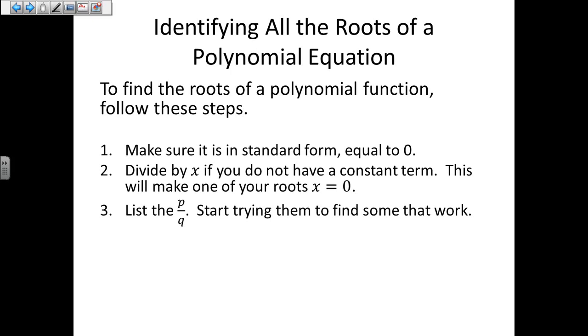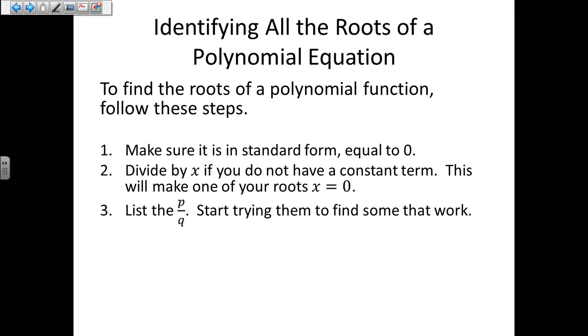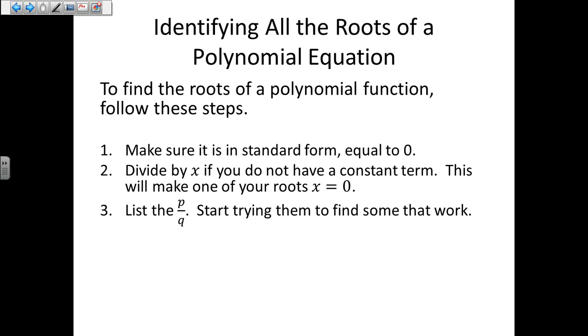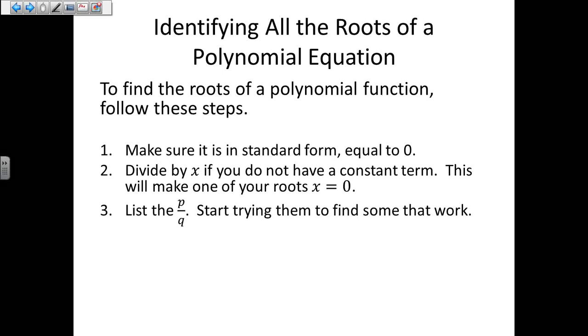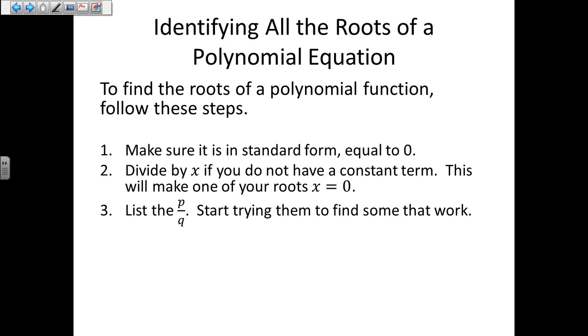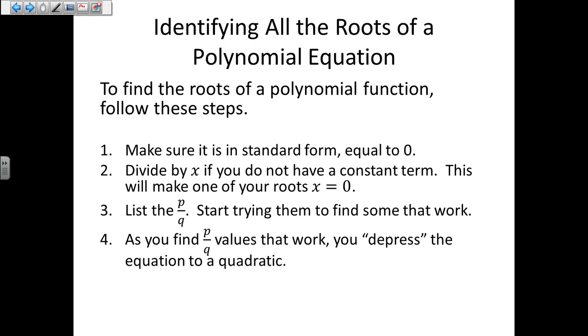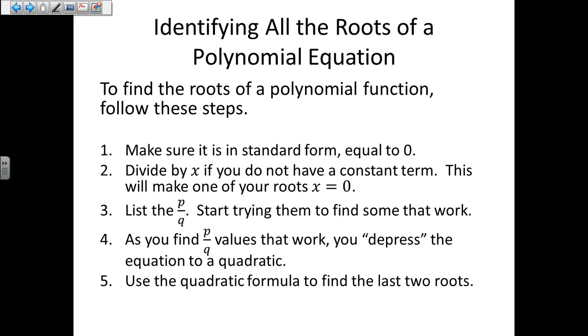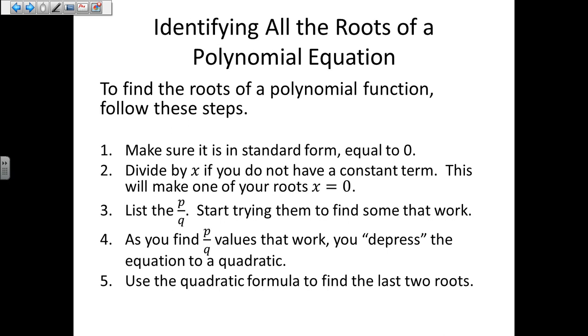List your p over q values. Now don't try to sidestep this step. Don't try to skip this and say, oh, I can keep it straight in my head. List them. If you don't list them, you will very likely forget one or miss one, and you'll be forever struggling without a complete p over q list. And then you have to start trying them to find some that work. As you find p over q values that work, you depress the equation to a quadratic. That means that we're lowering the power using that synthetic division. Once it's in a quadratic form, use the quadratic formula to find your last two roots.